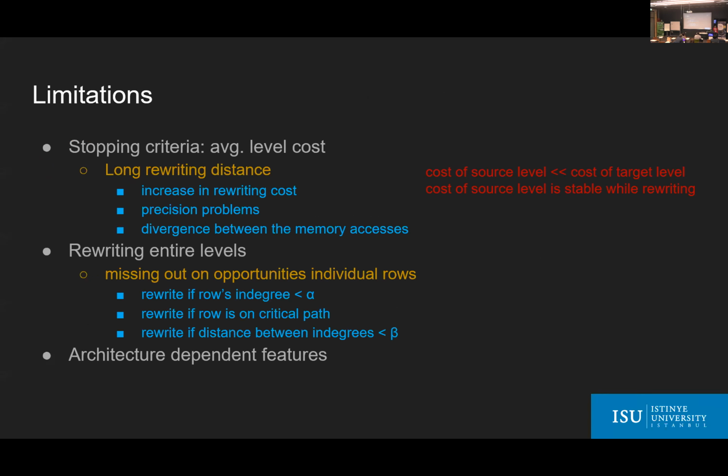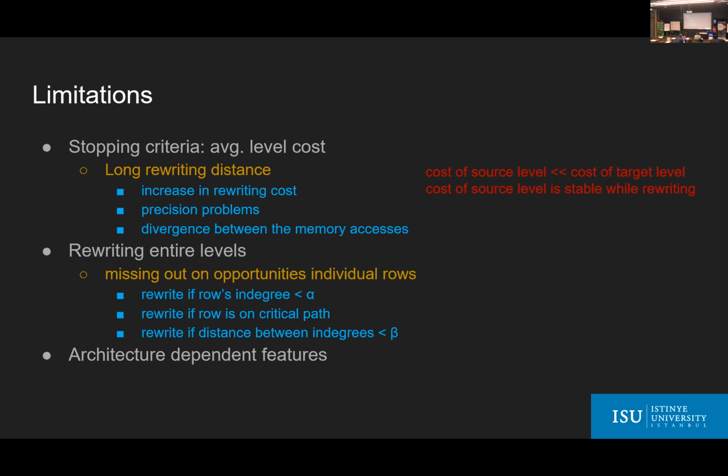Selecting the average level cost as a stopping criteria was reasonable and natural at first, but we realized that it poses some problems. It can cause long rewriting distances, especially if the cost of the source level is very small compared to the cost of the target level, or if the rewriting method doesn't increase the cost of a row, which happens because sometimes the number of dependencies doesn't increase. Long rewriting distances are observed. Of course, in turn, this increases the rewriting cost. And it can also pose some precision problems because now you're forming long computational chains.